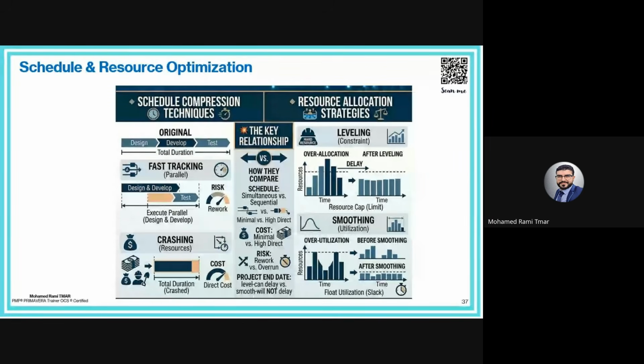Now let's move to the crashing. Crashing means add more resources to reduce duration. And we will not touch the activity relationship type. Finish to start, we will keep it finish to start. But we will add more crews, more resources to accelerate the work.